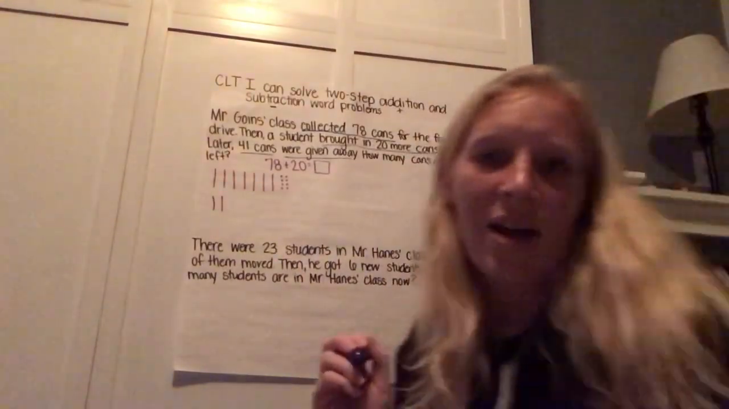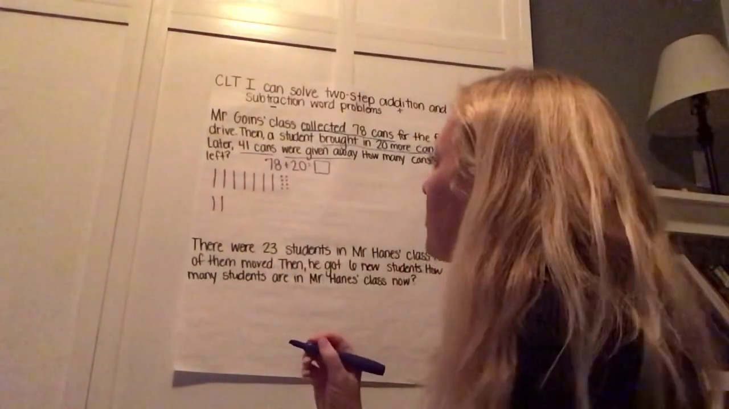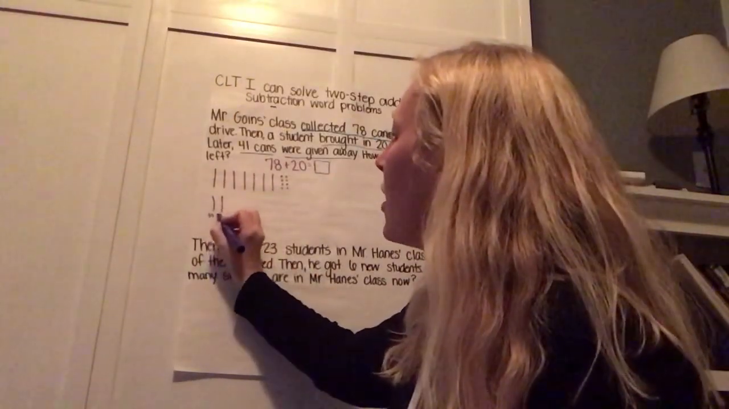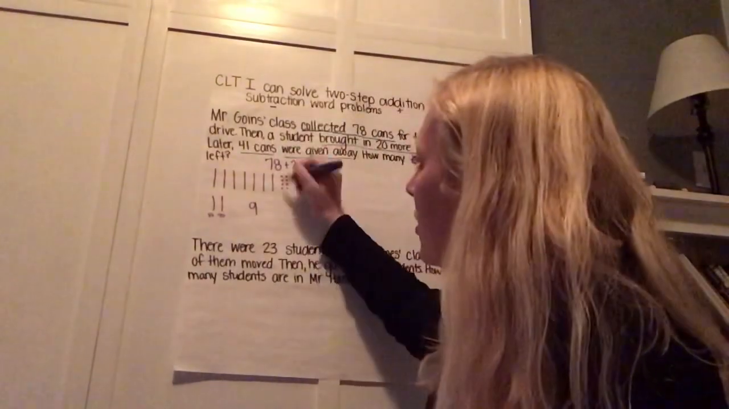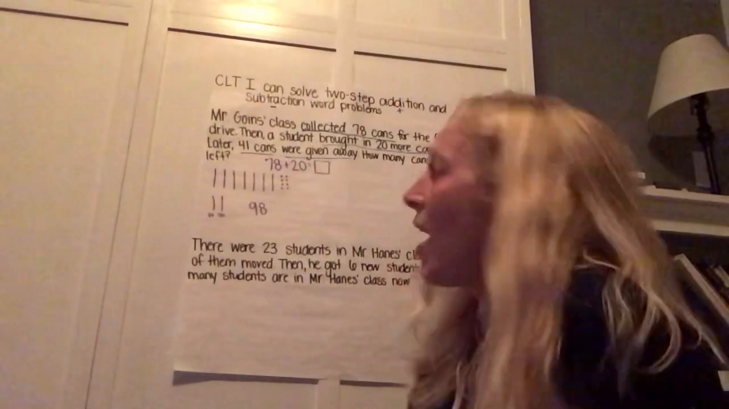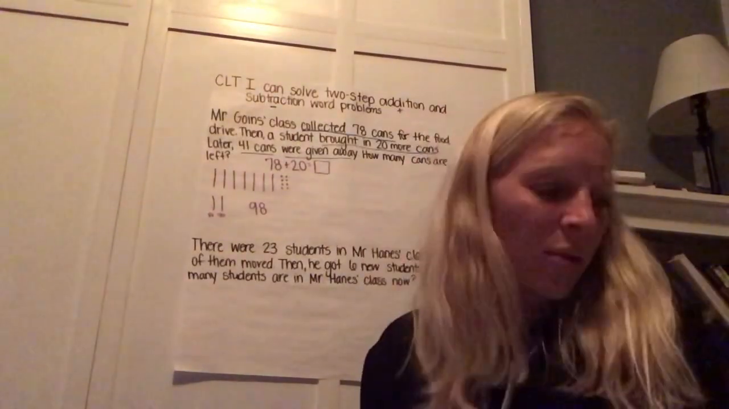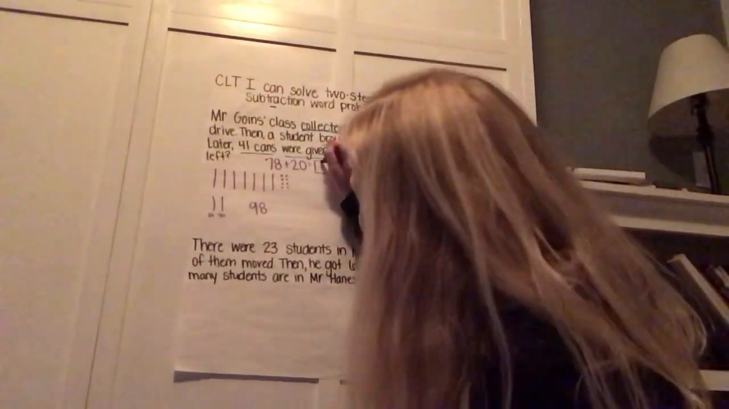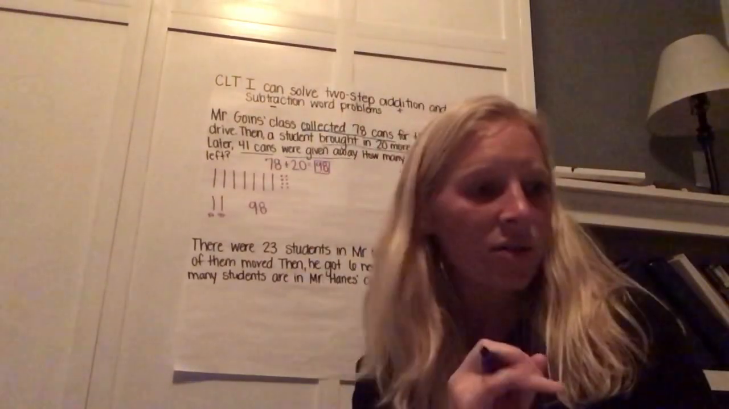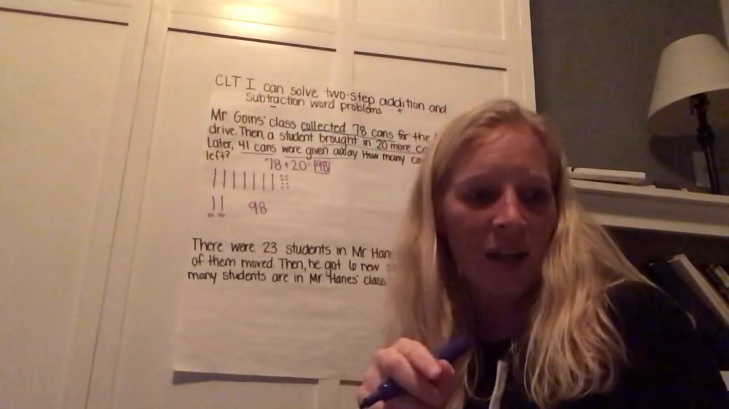And how many did you have all together when you did that? 70, 80, and 90, and 8. And why did you just have 8? Why didn't you have to add any more than that? Because there were no more ones, okay? So you had 78 plus 20 equals 98. I'm seeing some wiggle waggles, different ways of solving that though, right?